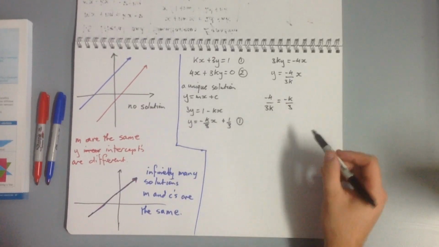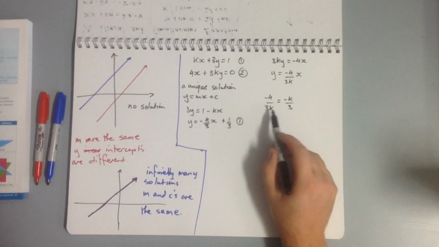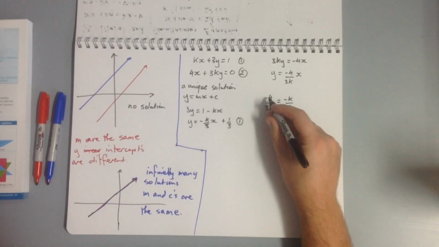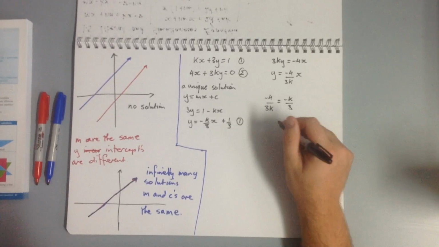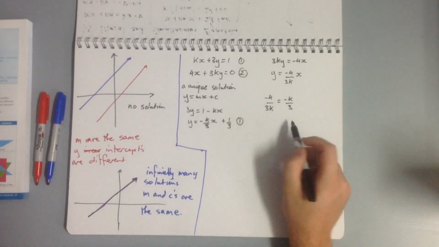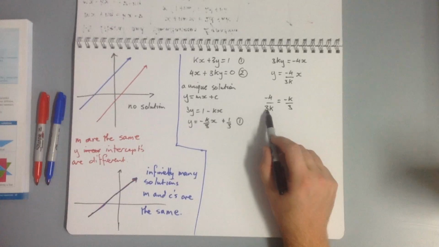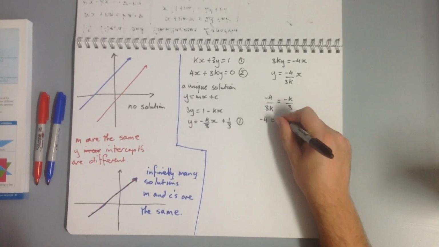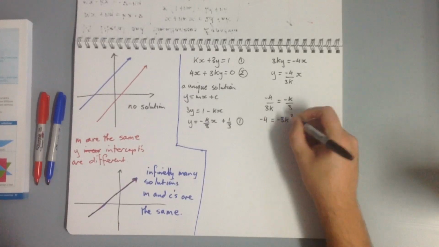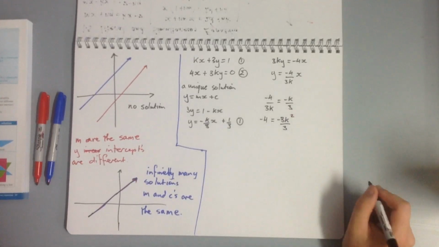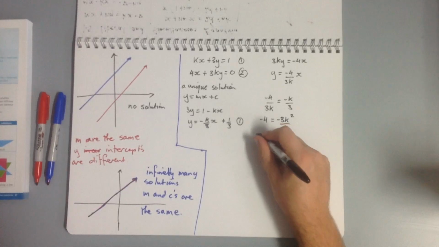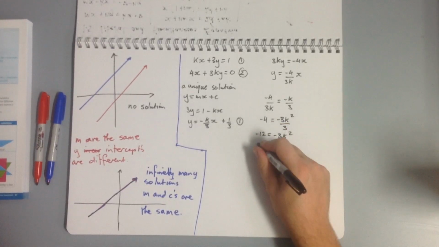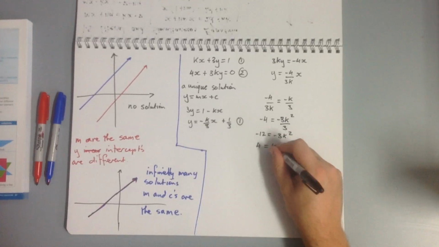Okay, now we solve for k. So what we'll do is we'll multiply by 3 and multiply by 3k. So when we multiply this side by, sorry, we won't do that. So we'll go back a step. What we'll do is we'll multiply by 3k, gives us negative 3k squared on 3. Multiply by 3 gives us negative 12, negative 3k squared, and we get 4k squared.